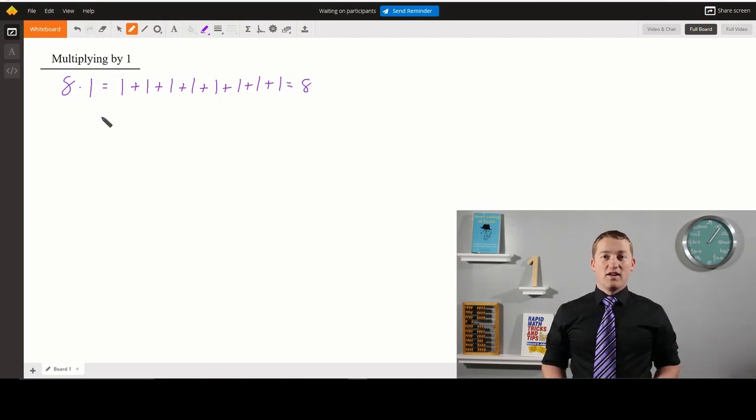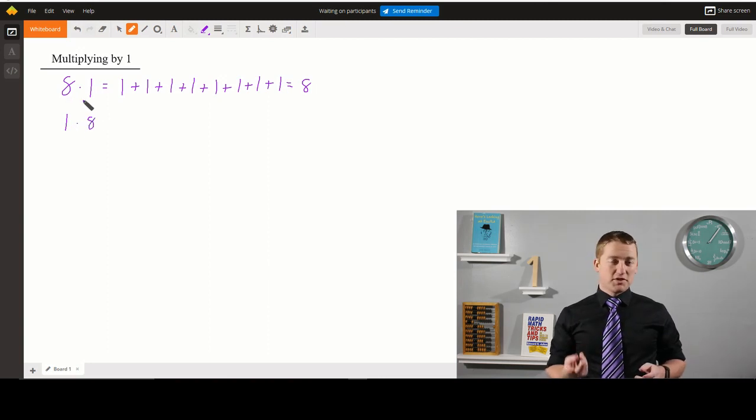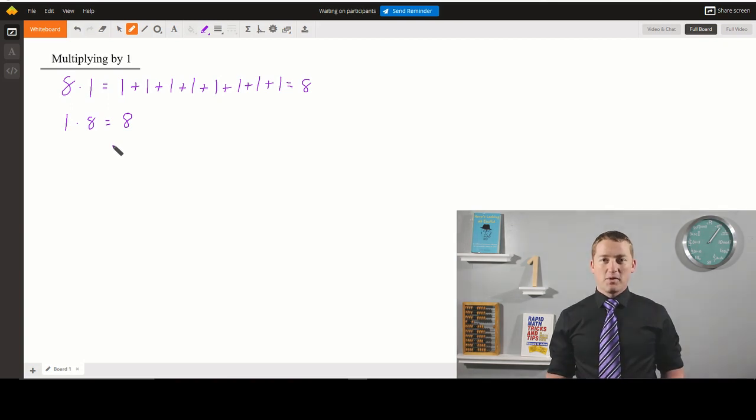It's 8. Now, if you flip it, if you do 1 times 8, multiplication's commutative. Doesn't matter if you do 8 times 1 or 1 times 8, it's the same thing. So 1 times 8 means one group of 8. It just equals 8. So that just shows you why multiplying something by 1 is itself.